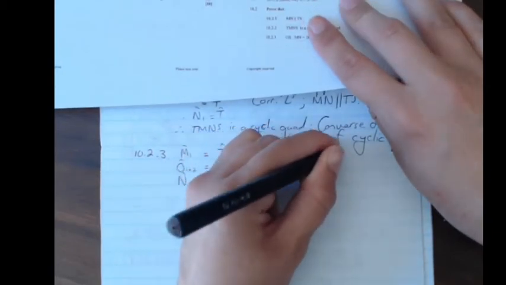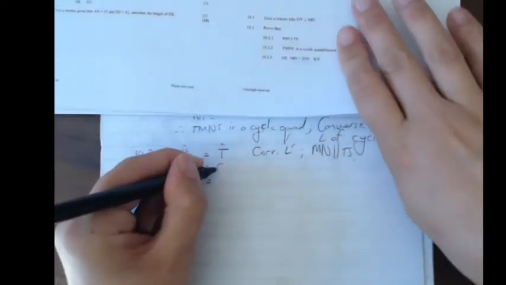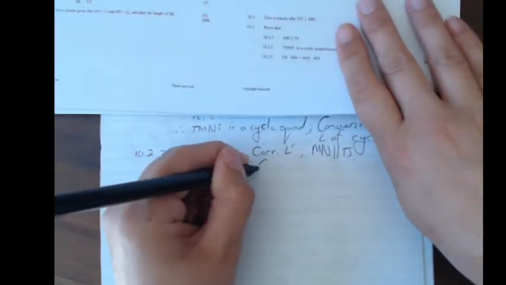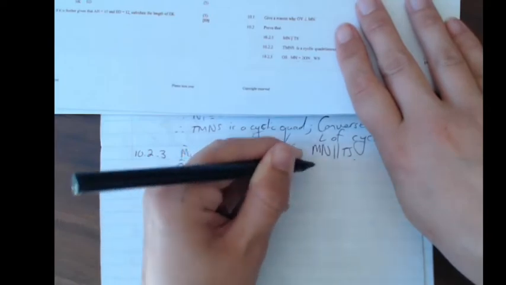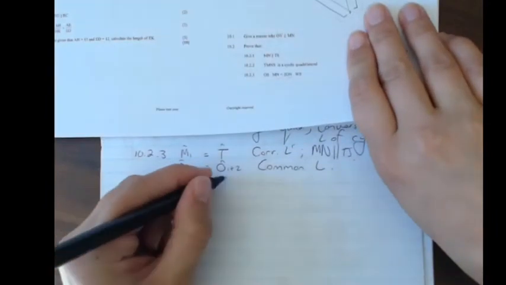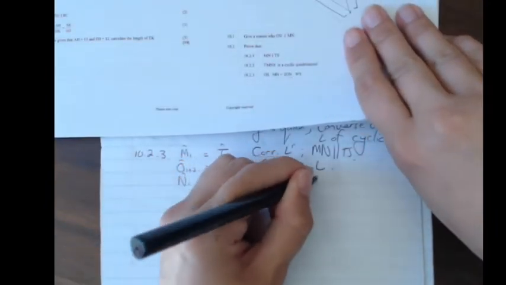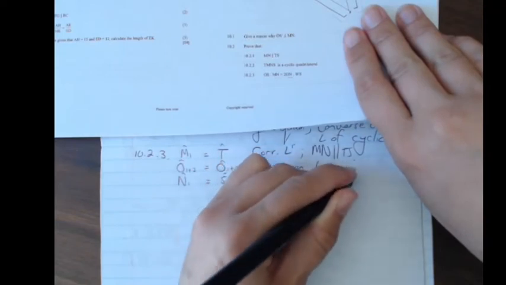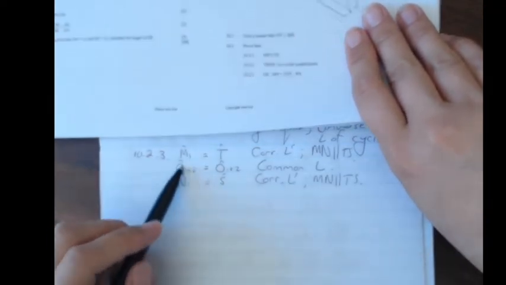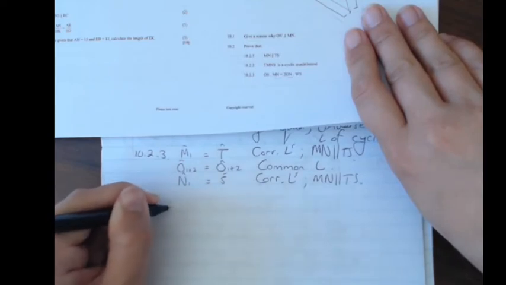MN is parallel to TS, and angle O1 and 2 is equal to O1 and 2. It's the same angle, or I call that a common angle. And then N1, well, I can also say is equal to S because of corresponding angles. But if two sets of angles are equal, the third one by default will be equal. So you can also just say third angle of the triangles. And then the listing here is a little bit easier.